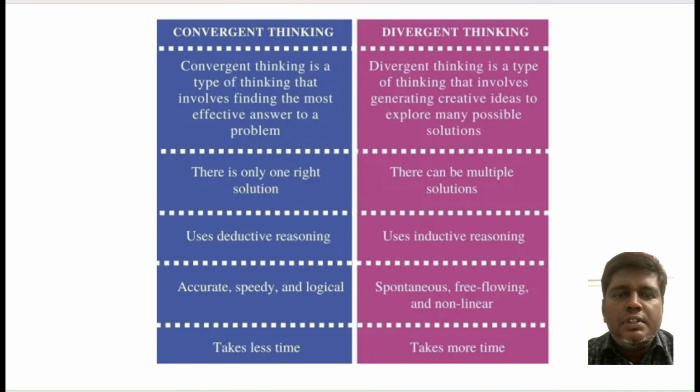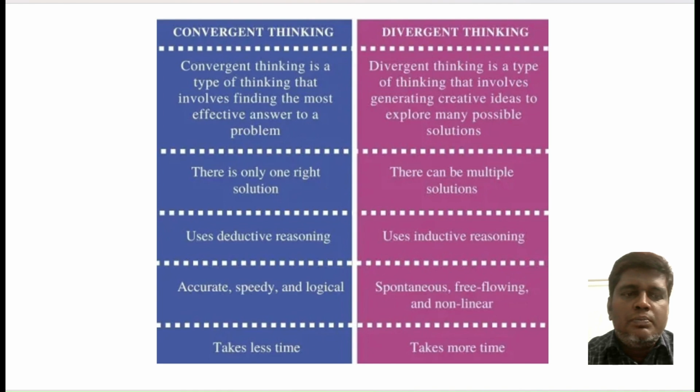In divergent thinking, you can suggest your ideas in a free flowing, spontaneous manner. It need not be linear or sequential. You can jump with your ideas. But in convergent thinking, your filtered ideas should be accurate and logical also. You can take more time for divergent thinking, whereas for convergent thinking you have to take minimum time.